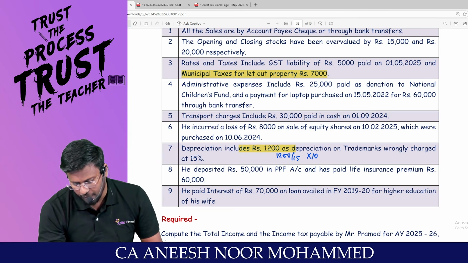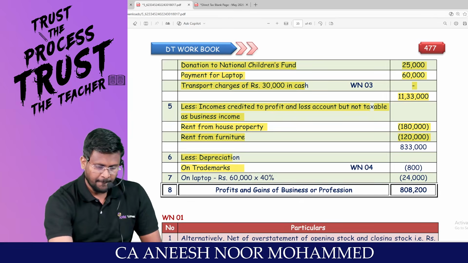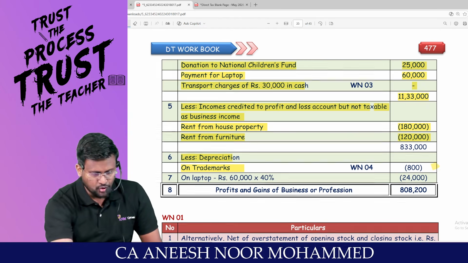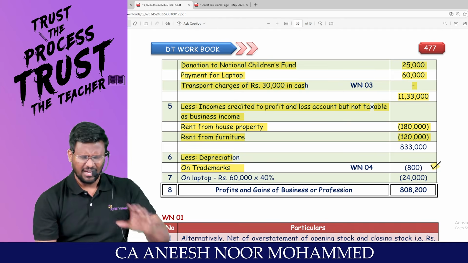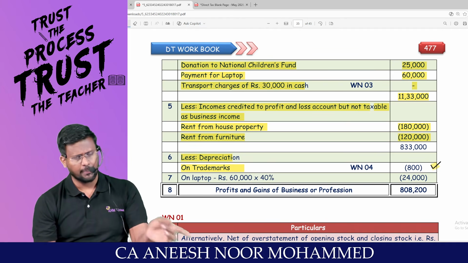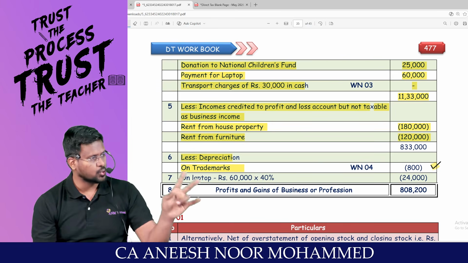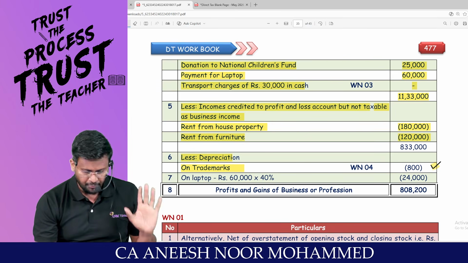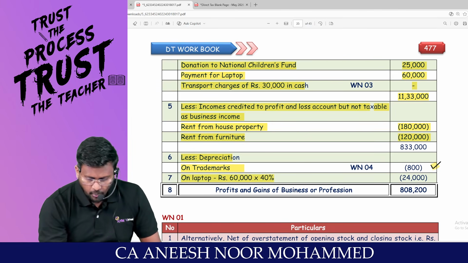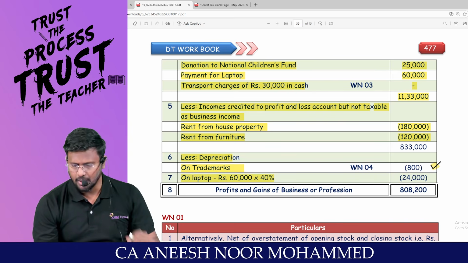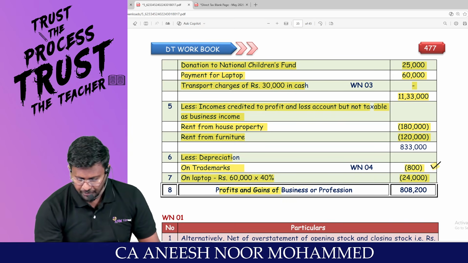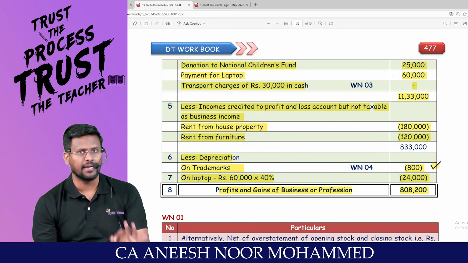1,200 divided by 15 into 10. So that 800 extra depreciation we can provide. Or rather, you can do one thing. Whatever depreciation they have provided is wrong depreciation. You can fully add back and you can reduce 25%. That is also allowed. On laptop 60,000, we all know that for computer and laptop 40% depreciation is allowed. So 24,000. So PGBP will be 8,08,200.